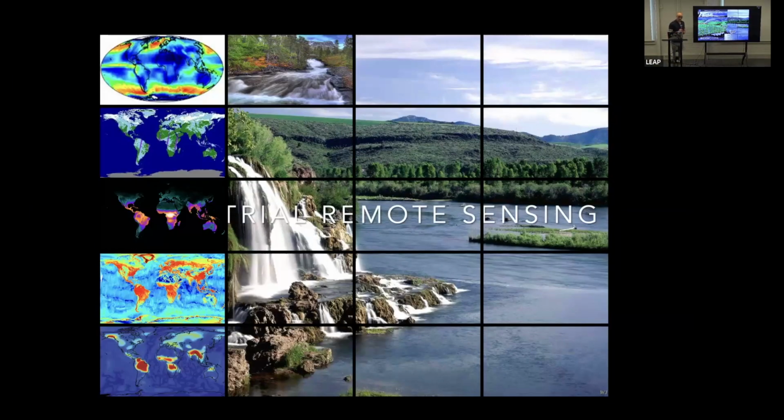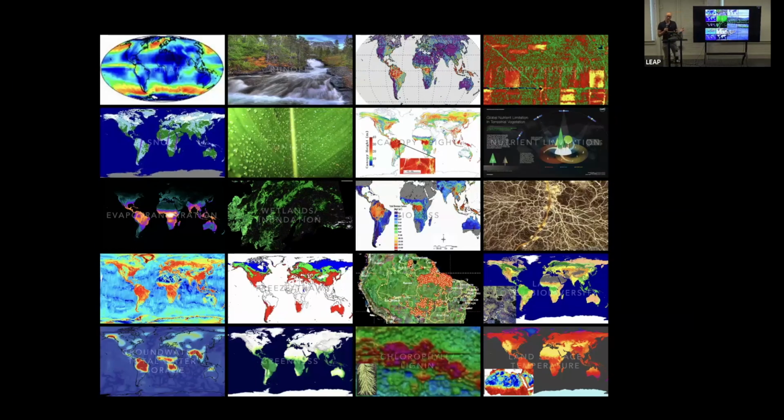So that's where we come to remote sensing, right? We're in this golden age of remote sensing where we can now see every component of the water cycle. We can see a whole bunch of components of the carbon cycle, nutrients, biodiversity. And so now how do we interface that with the models?